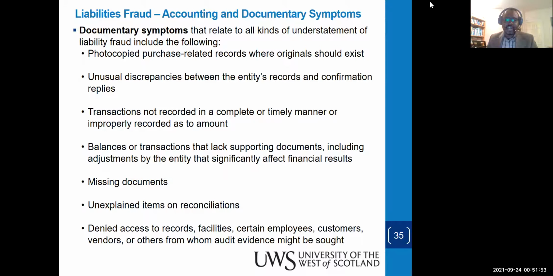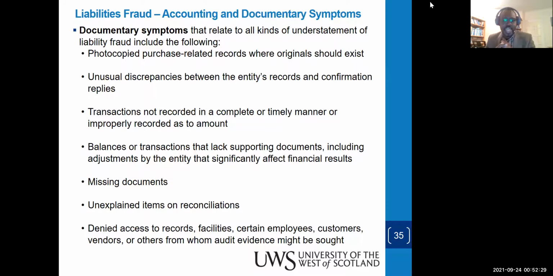Also, transactions which are not complete. Transactions not recorded in a complete and timely manner should be questioned. Balances or transactions that lack supporting documentation. Meanwhile, you realize that there could be some adjustments which have been effected, but you are not getting sufficient documentation to support these adjustments which have been passed. And also, when you get stories about documents missing, or reconciling items that cannot be explained, question it, okay?